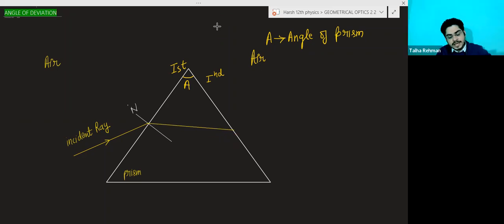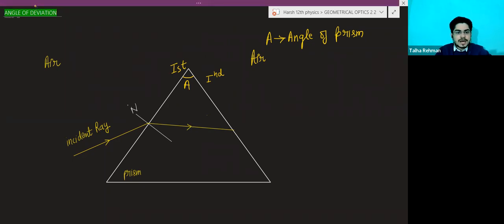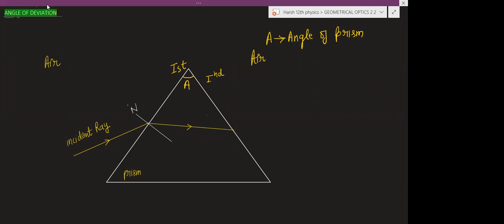Suppose you can say like this. Okay, this is bending towards the normal. If you want to show the path of the ray, I think my network is lagging.